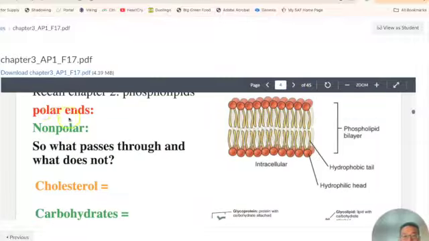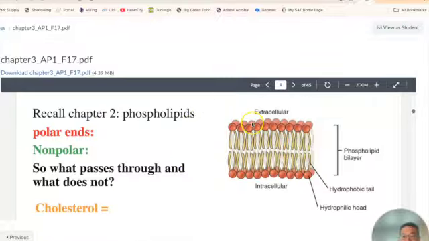Anything polar, remember polar, it has a charge, a positive and a negative charge. If it gets to here, okay, it will repel it. Okay, but non-polar things can go right through. Okay, I'm going to talk about some of those.